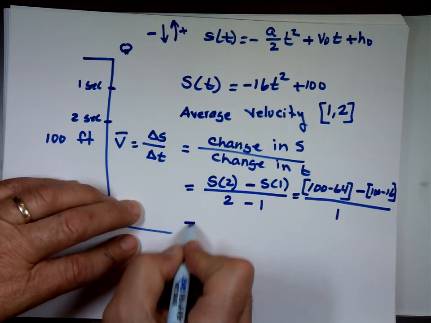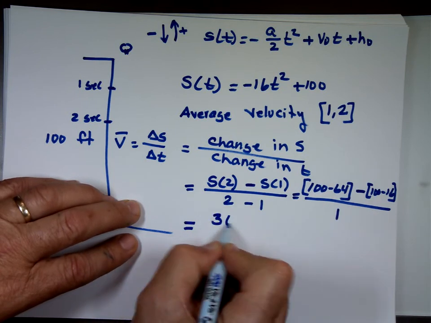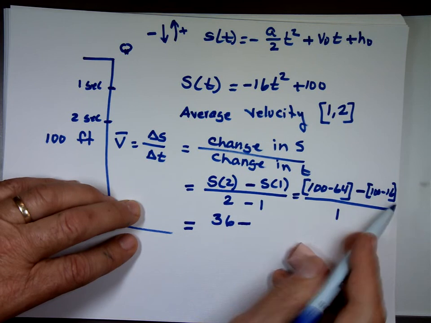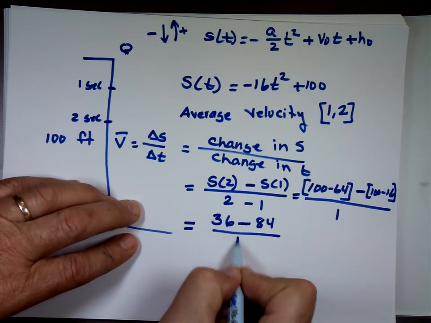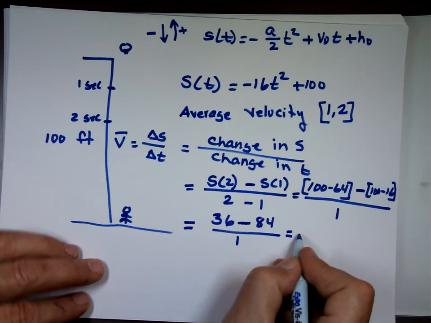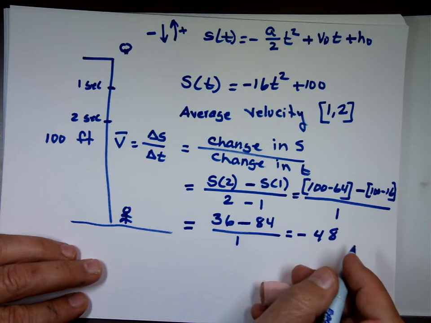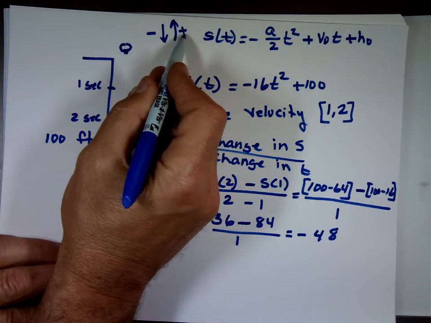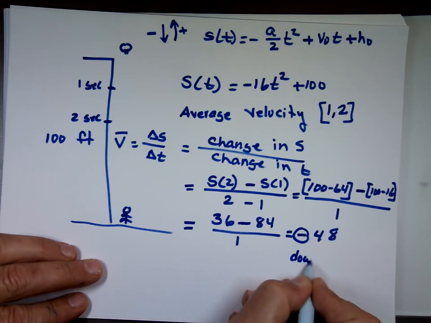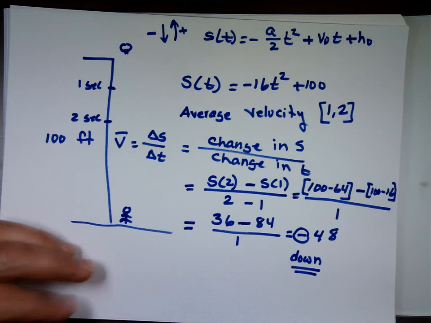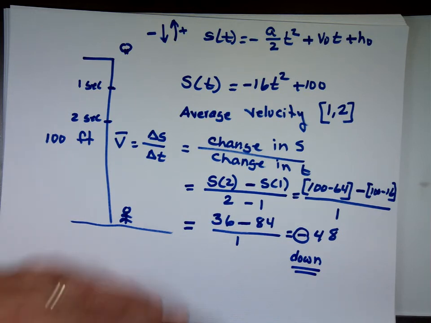What's 100 minus 64, we said? 36. Minus, what's 100 minus 16? 84. Divided by 1. Is that negative 48, somebody said? Yeah. What's the negative mean? It's falling down, because plus is positive, negative means it's moving down. So that's how we calculate the average velocity. It was moving at the rate of 48, average speed of 48 feet per second at that time.